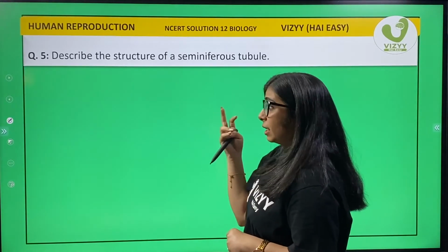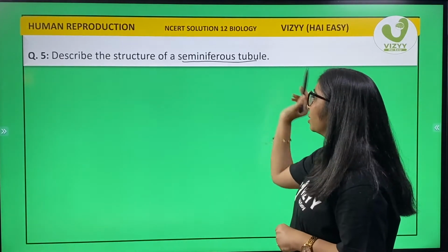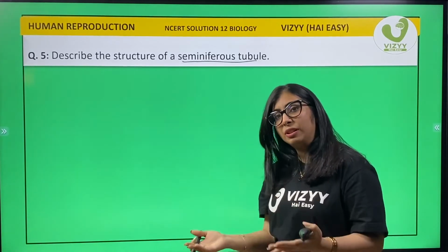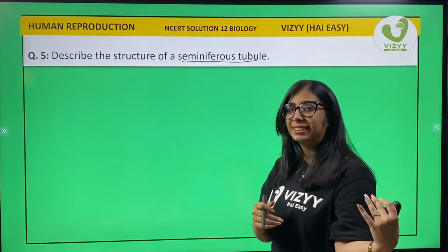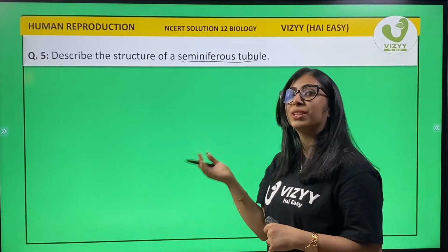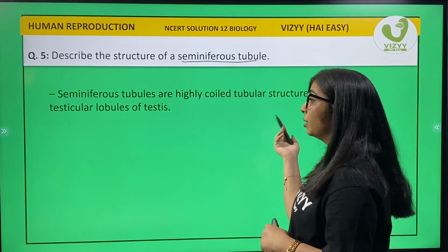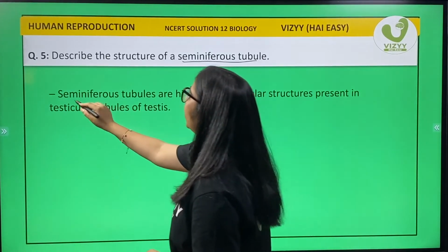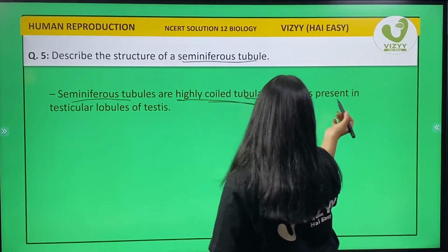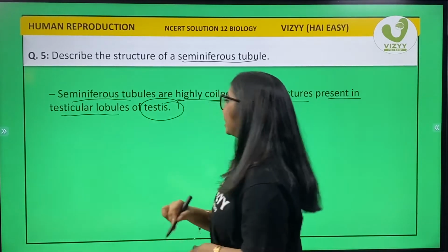Question 5 is about describing the structure of the seminiferous tubule. So where are seminiferous tubules found? Seminiferous tubules are found inside the testes and they produce sperm by the process of spermatogenesis. So let's start by writing that seminiferous tubules are highly coiled tubular structures present in the testicular lobules of the testes.